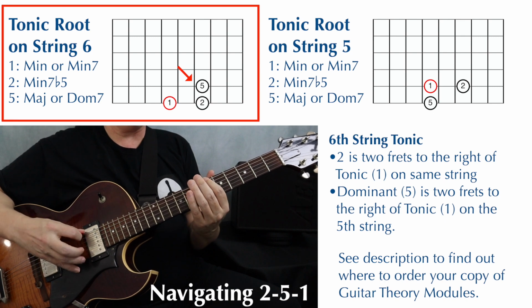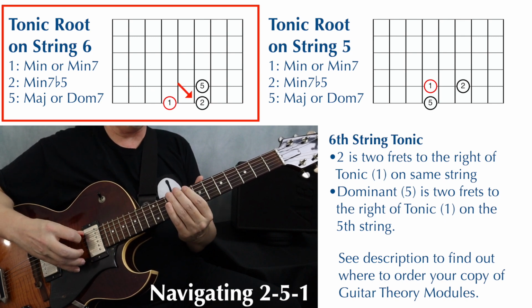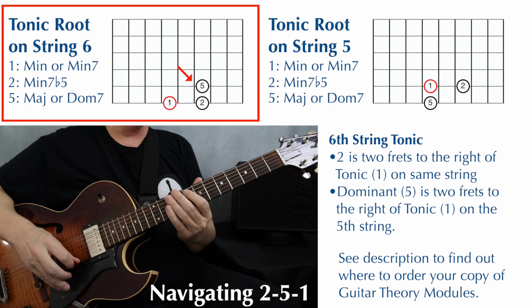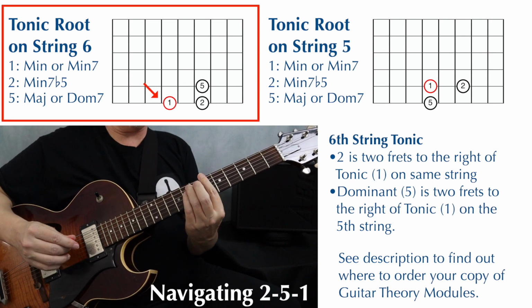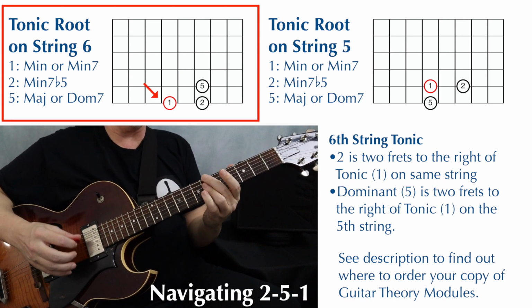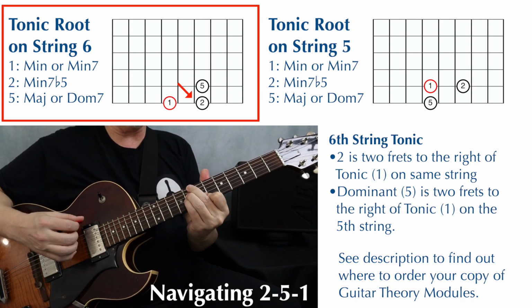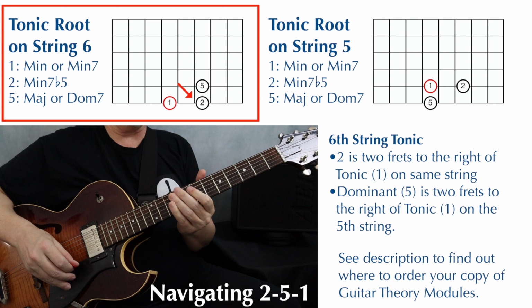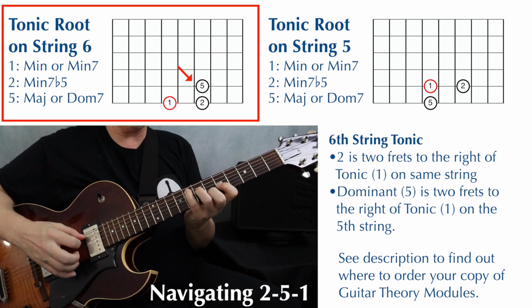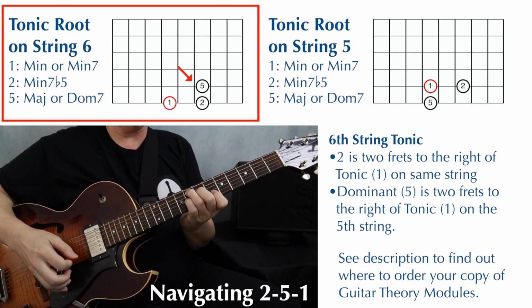So we have 1, 2, and 5. And for our 1 chord, we're either going to play minors or minor 7s. For our 2 chord, we're going to play minor 7 flat 5s. And for our 5 chord, we're either going to be playing majors or dominant 7s.